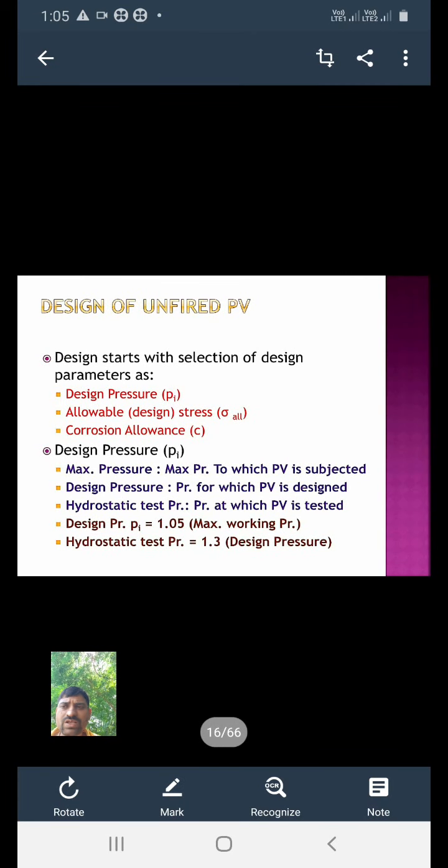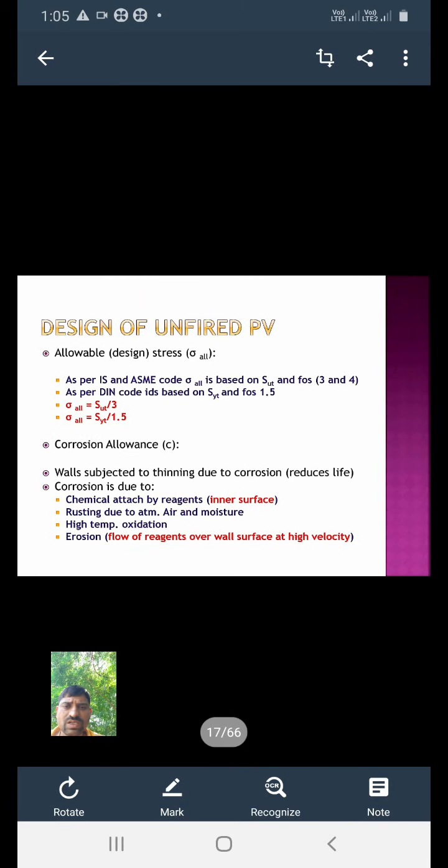As per the IS code, how to calculate the sigma all? We are using two codes, IS code and ASME code, the American standard and the Indian standard. These two codes are based on the SUT. You know what is meant by SUT? Ultimate tensile strength, and the factor of safety is 3 or 4.